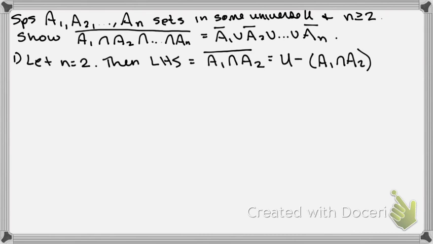Which is equal to the universe minus A1. Okay, the universe, if you subtract a union, it turns it into the other one. Oh, sorry, we're subtracting the intersection. So, union, U minus A2. So this is the universe minus A1 unioned with the universe minus A2.